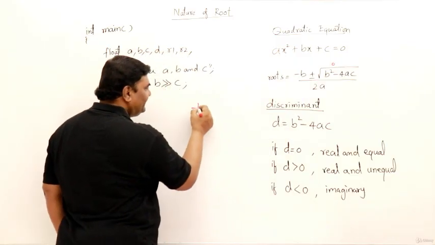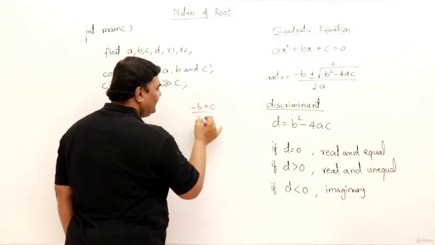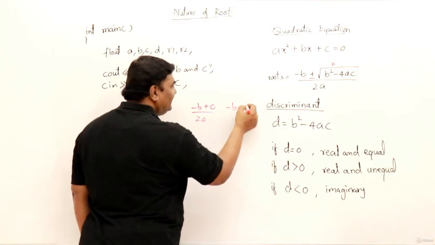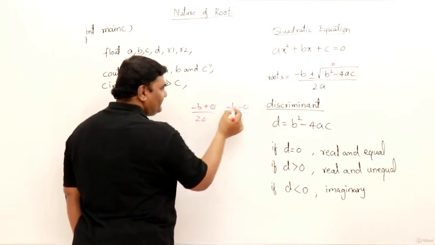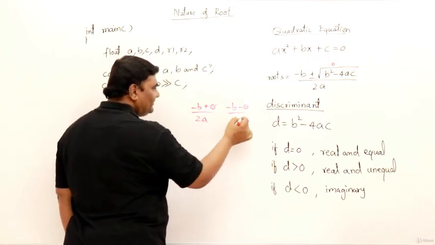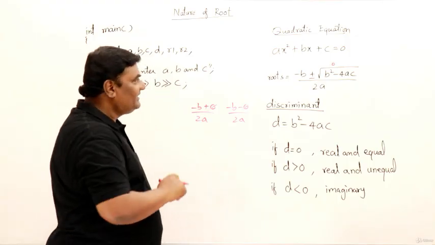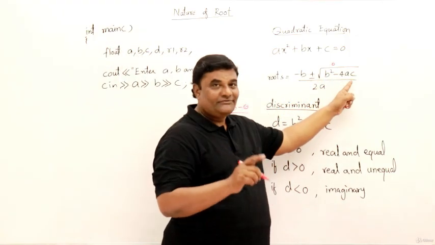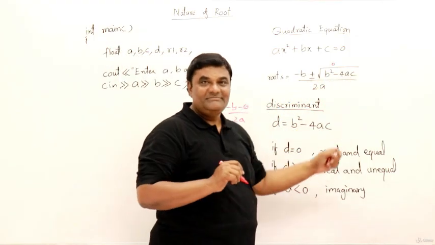So it looks like this: minus b plus 0 by 2a, or minus b minus 0 by 2a. See, 0 has no value, so both the roots are the same. Both the roots will be equal. This means that if b square minus 4ac is 0, then both the roots will be equal.